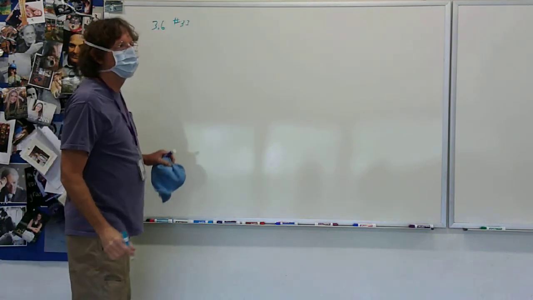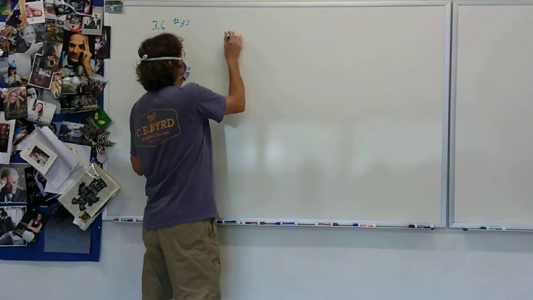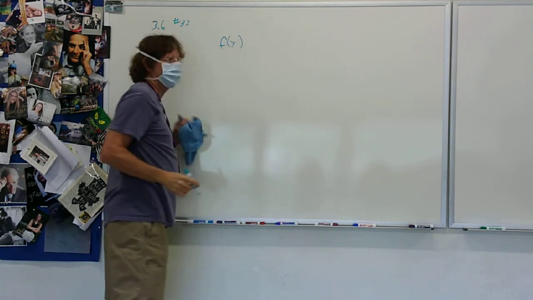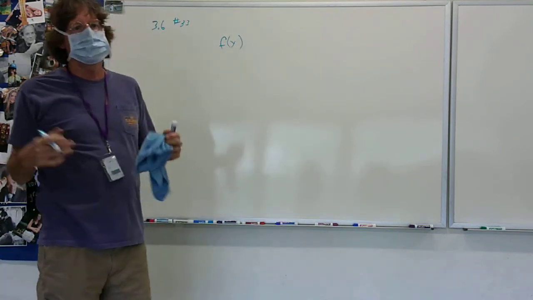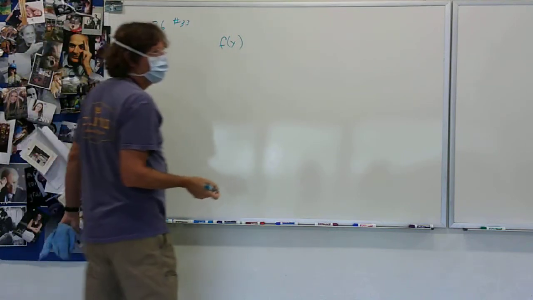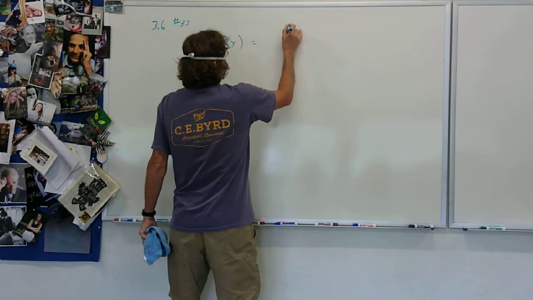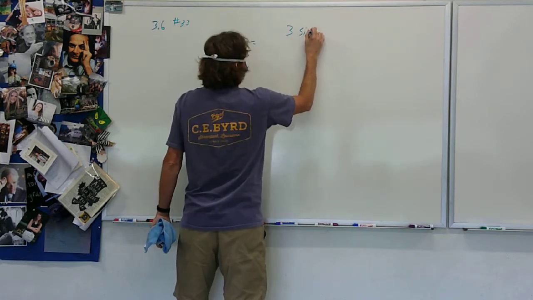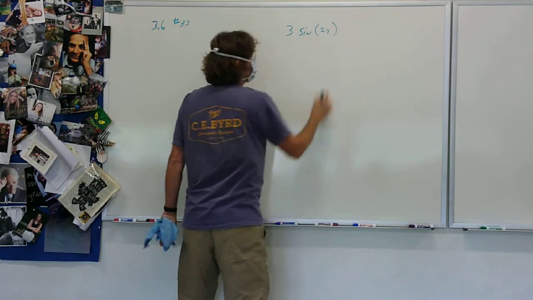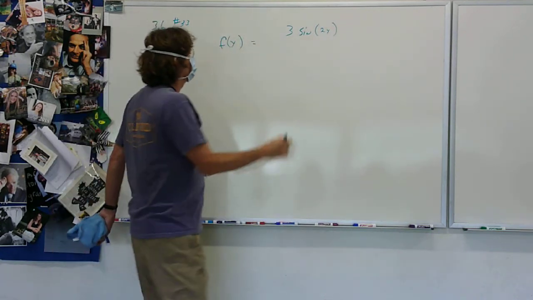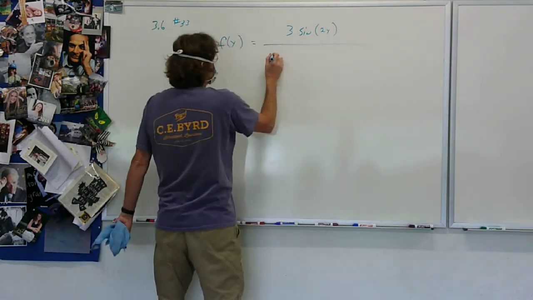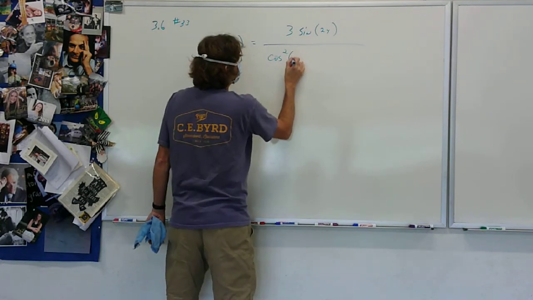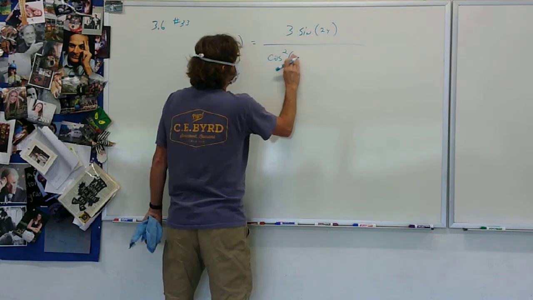Okay. F of y. So when we take the derivative of the y here, we're going to get 1 because it's going to be the change in y with respect to y. All right? F of y, function of y, equals 3 sine 2y. And I've got to put that in parentheses just so I don't lose it. Cosine squared 2y, and then a plus 1 out there.